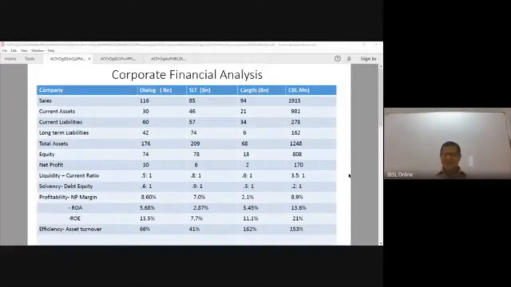So their main line of business is providing services, but on a postpaid basis. As a result, they have higher current assets. Still, you can see it's 57 to 46. So as a result, 0.8:1 is their current ratio.